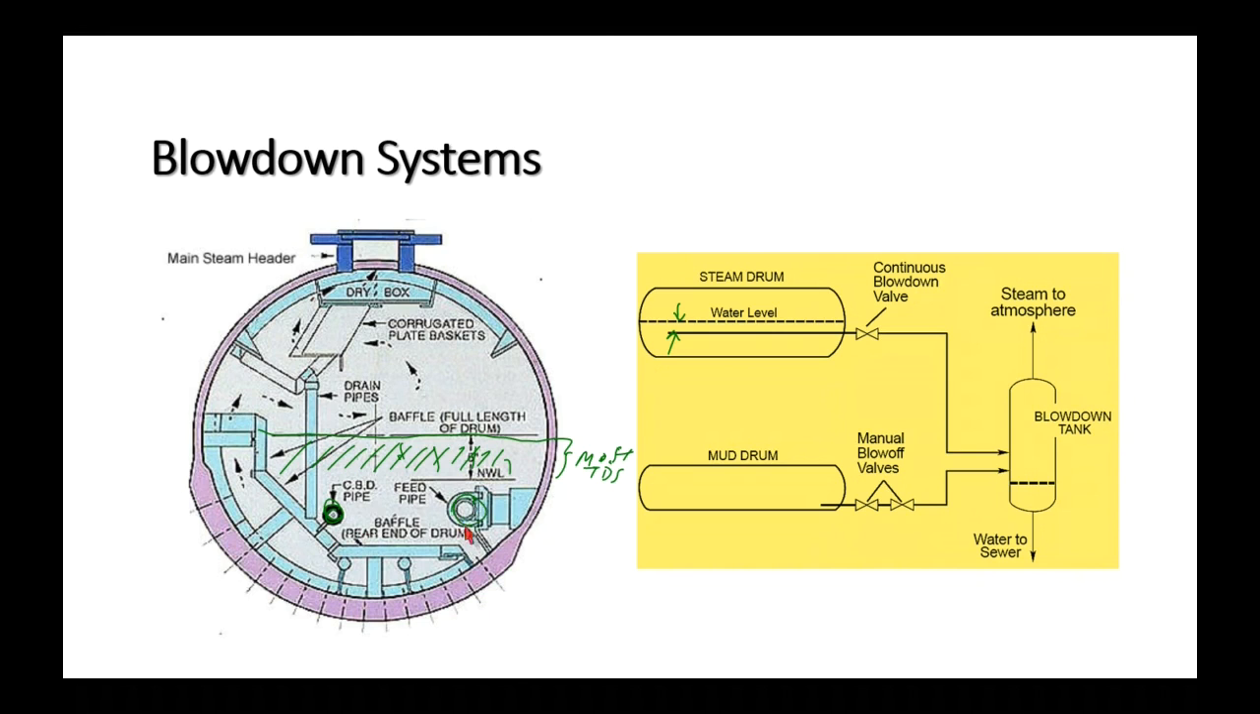Now we also have a feed water line here. And notice that there's a pretty good distance between the CBD pipe and the internal feed pipe. What would happen if they were right side by side?